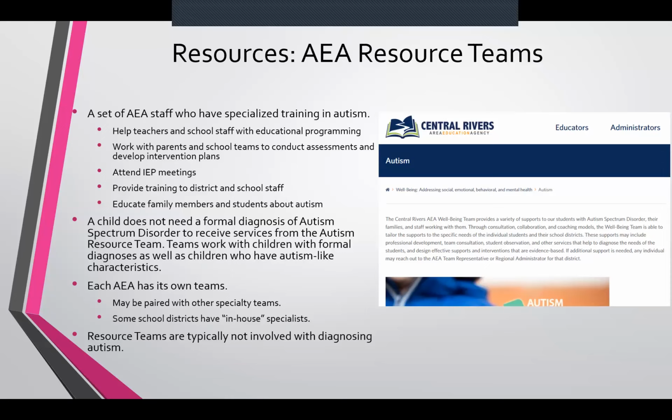Okay. And like I said, they're all called a little bit differently. Sometimes they're paired with other specialty teams, like maybe behavior specialists. There's a few school districts out there that have their own autism specialists. They're few and far between, but there are a few out there. And I just wanted to mention that these resource teams aren't typically involved with the diagnostic process for autism.